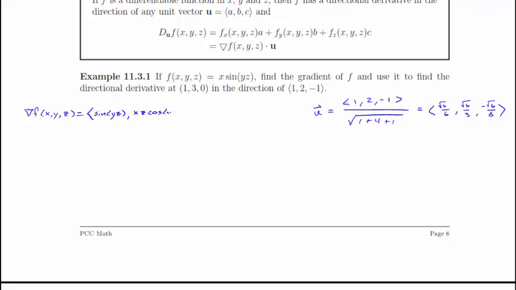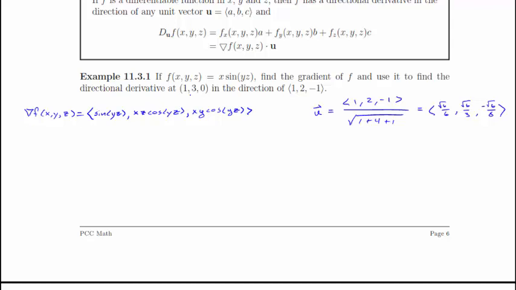Cosine of yz. We had to use the chain rule, so the derivative of yz is just z when I'm taking the derivative with respect to y. Comma, I'm going to get the same thing here because we've got symmetry inside the sine function, so I'm going to get xy cosine of yz. All right, so here's my gradient vector function.